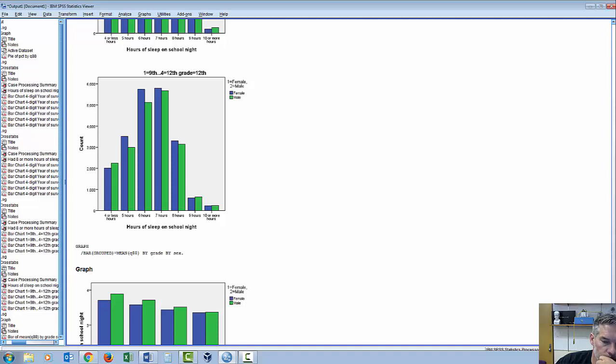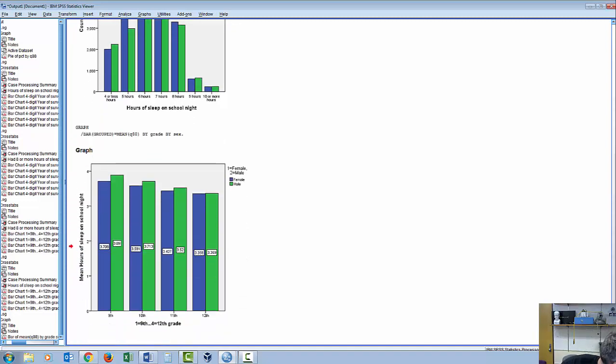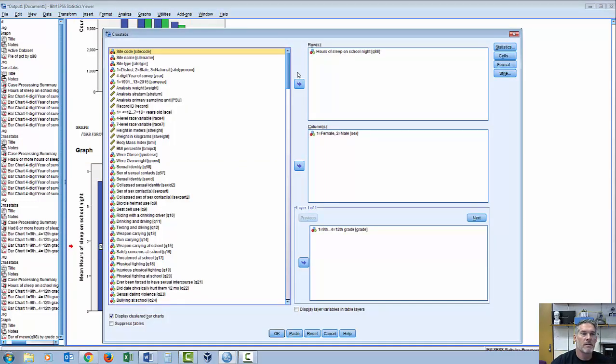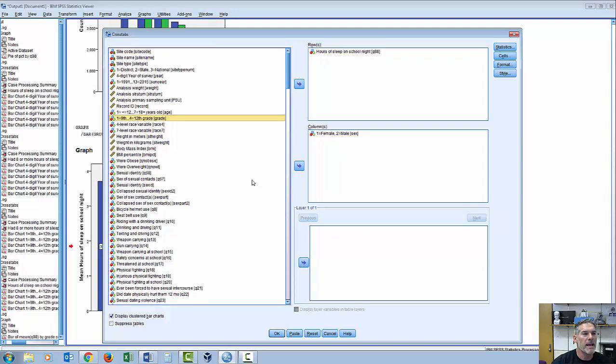So let's go back to crosstabs. You can see what we're trying to do is just get a picture of the data. Then we say, oh wow, with age I can definitely see a pattern in the numbers, so then I make a graph specifically about age. But this graph is not quite there. So let's go back to crosstabs. I'm looking at hours of sleep, male and female, grade. Instead of grade, let's put age in.